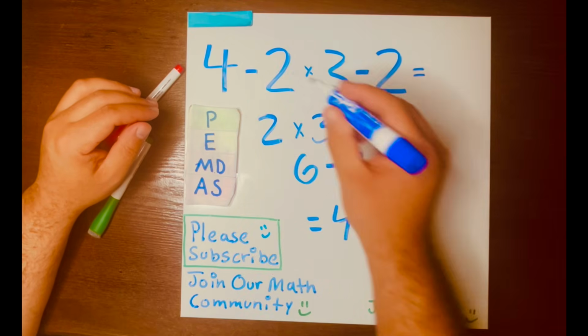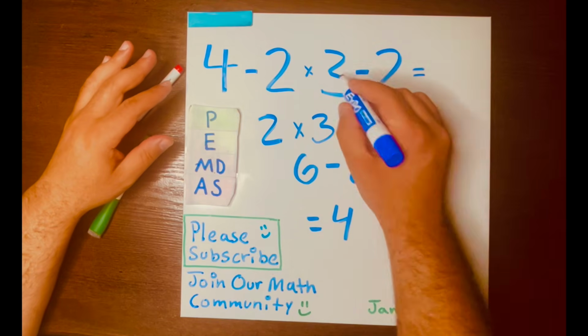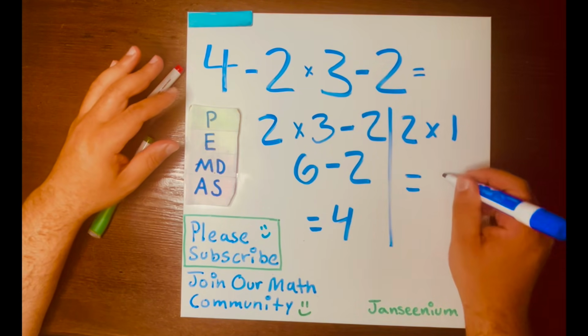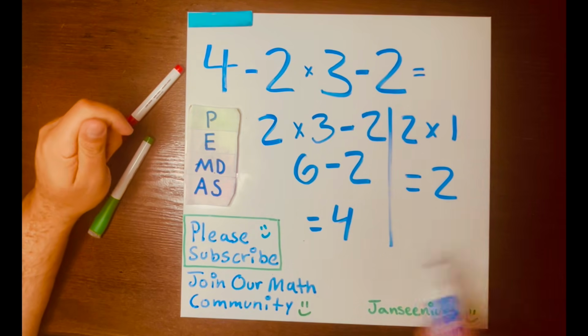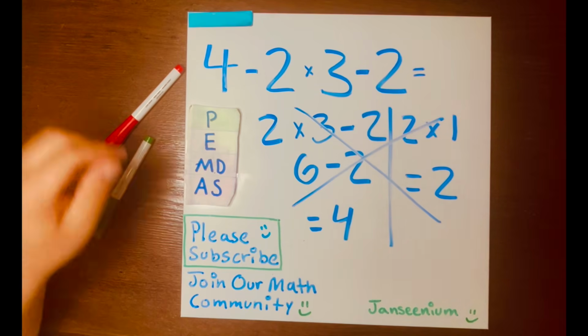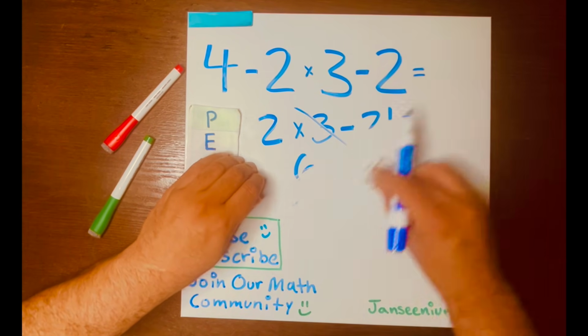Or 4 minus 2 is 2 times 3 minus 2 is 1. 2 times 1 is 2. Both answers, 4 and 2, are wrong. Let me show you how to solve this tricky math problem using PEMDAS.